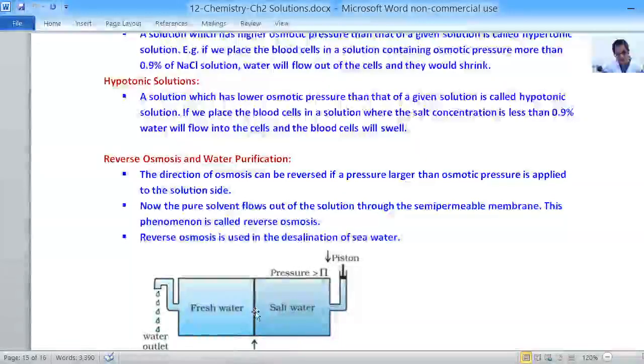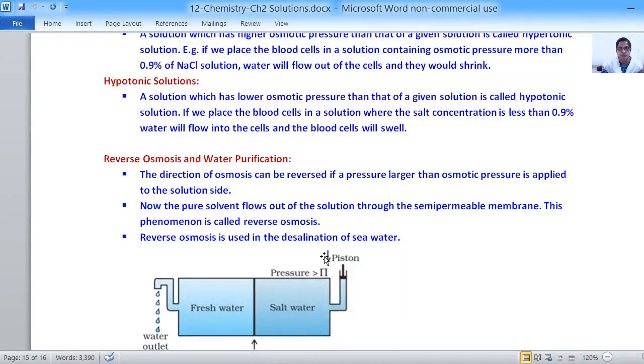You can see this black demarcation, that is a semi-permeable membrane. Through the semi-permeable membrane, what happens when a pressure larger than the osmotic pressure is applied on the solution side? The water molecule, or the solvent water from the seawater, salt water, will flow through the semi-permeable membrane, and this process is known as reverse osmosis. Reverse osmosis is used in the desalination of seawater.